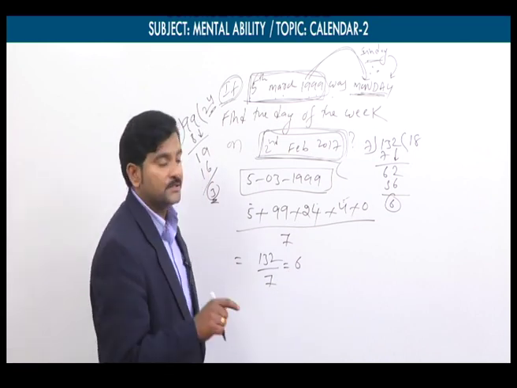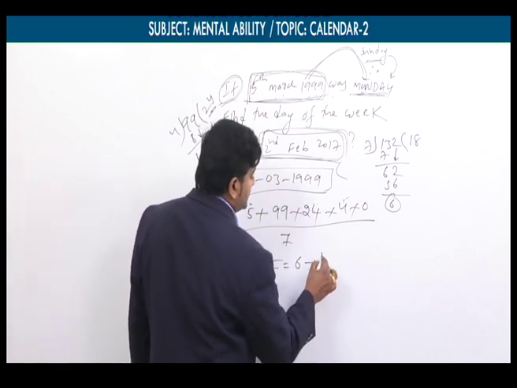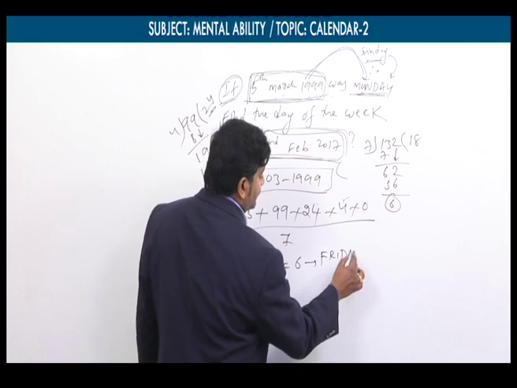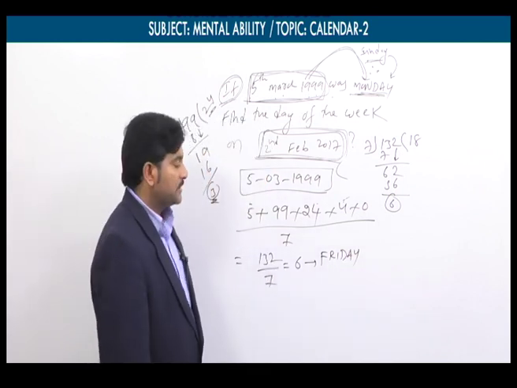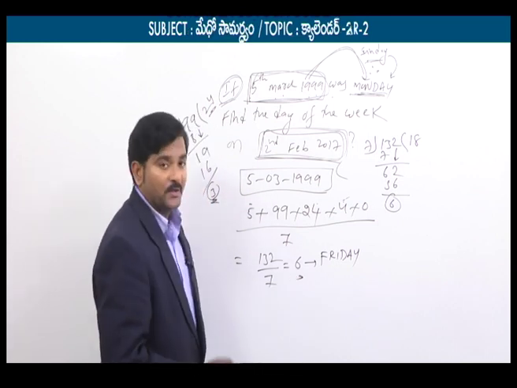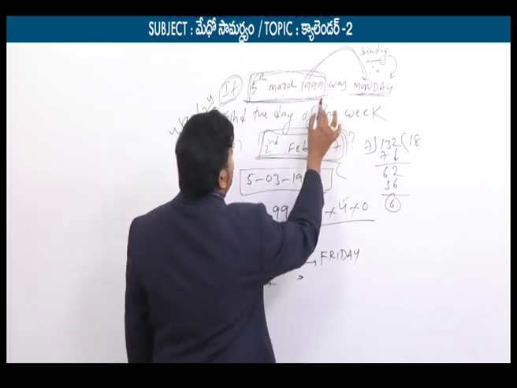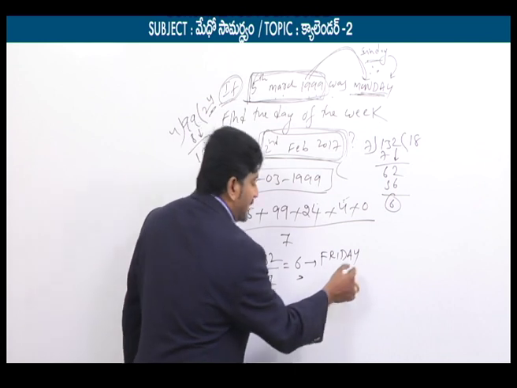According to day codes, if you get remainder 6, what could this day be? This day is equal to Friday. You need to have an idea for the dates. Okay, so this day is Friday. Which day is Friday? Is it the 6th day? No. 5th March 1999 is Friday.